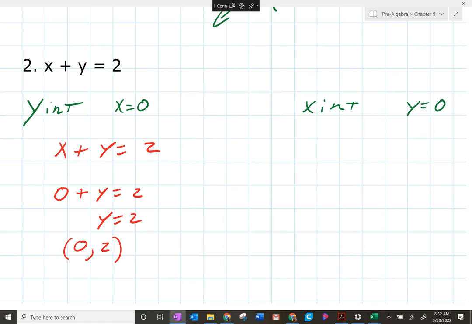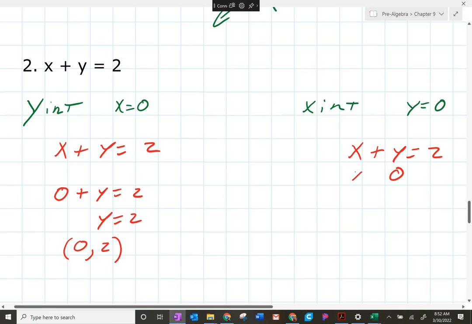Yes, ma'am. X plus 0 equals 2. So we're going to substitute for the y. We're going to put a 0 in. So I've got x plus 0 equals 2. What's x going to equal? You can answer this one still. X equals 2. So what will be my ordered pair for where it crosses? 2, 0.